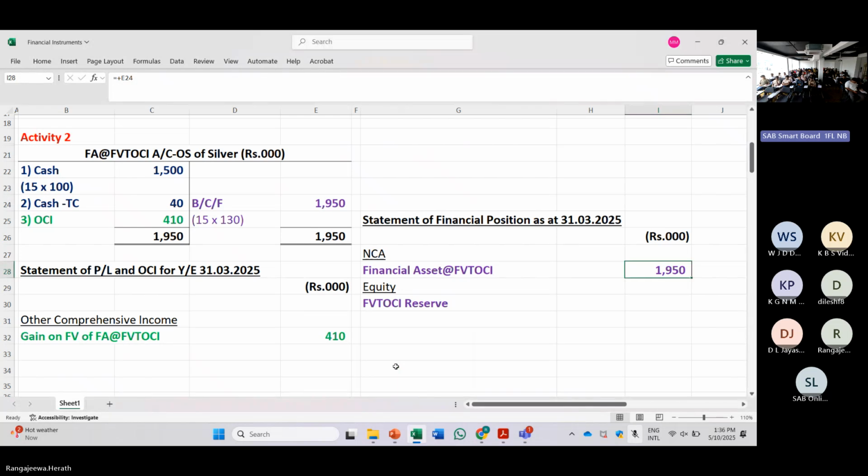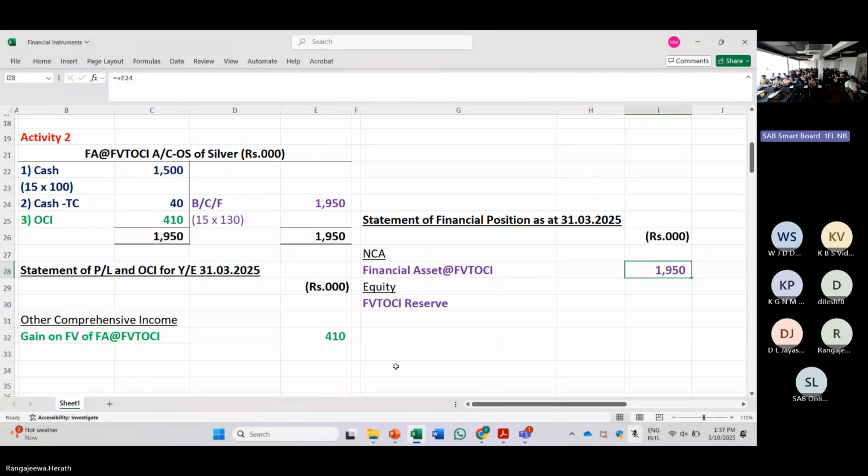When we prepare the statement of profit or loss and other comprehensive income, profit for the period, profit for the year, is 10,000. Other comprehensive income will be revaluation surplus, 2,000. Total comprehensive income, 12,000.